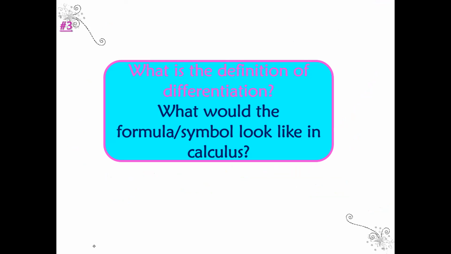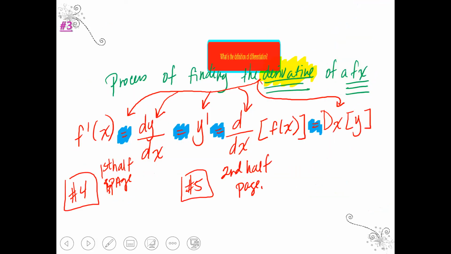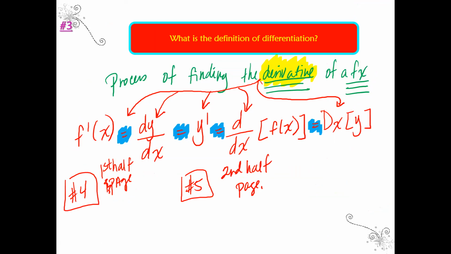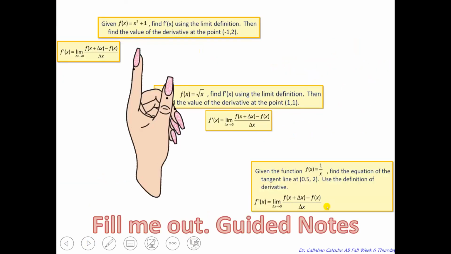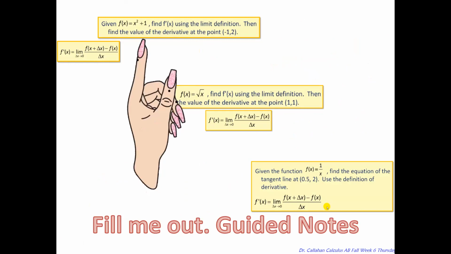So there are different formulas and symbols when it comes to derivatives. I'm going to show you all of them. So it could be f prime of x, dy over dx, y prime, d over dx of f of x, capital D x of y. I know it just keeps going on, but all of these mean derivative. All right, let's now go to the example. I know that was a pretty long build-up of getting here.